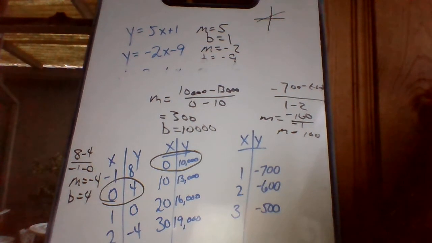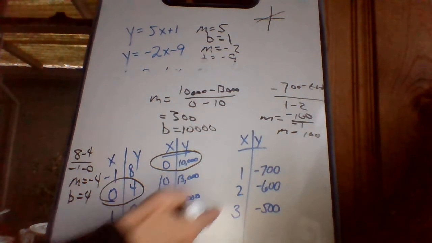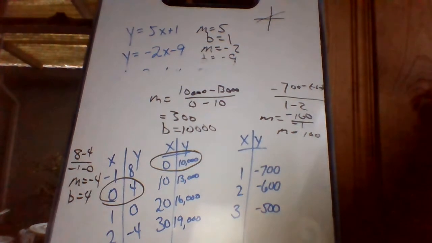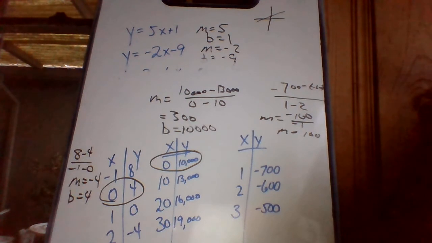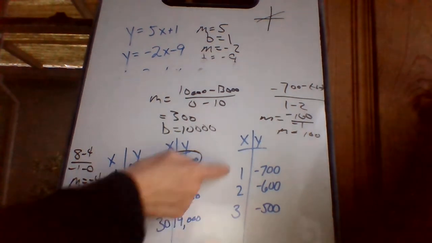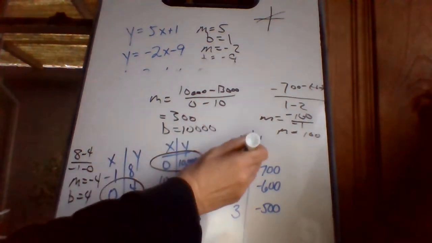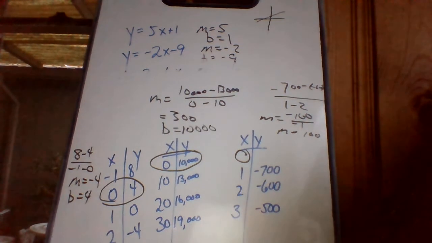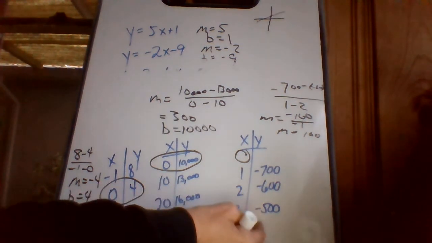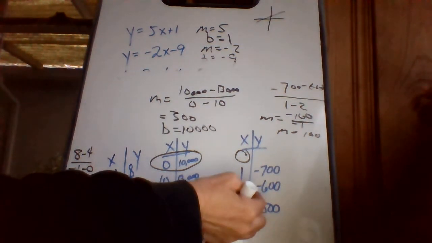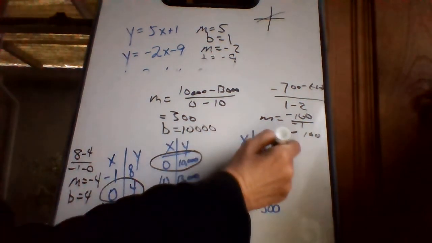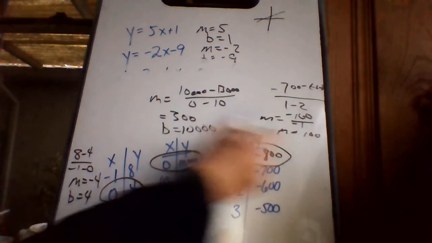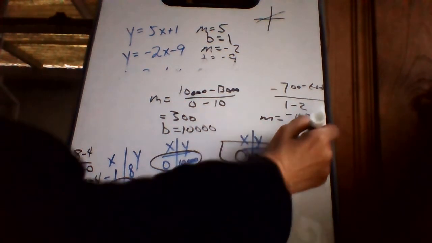B is the thing where I look for the 0 in the x column, and I don't see it because there isn't one there. But I can extrapolate. I'm just going to follow the pattern here. If I'm following this pattern, 3, 2, 1, 0, it would be right there. Following the pattern -500, -600, -700, -800, that would follow the pattern. So it wasn't on the chart, but I found it anyway. -800.